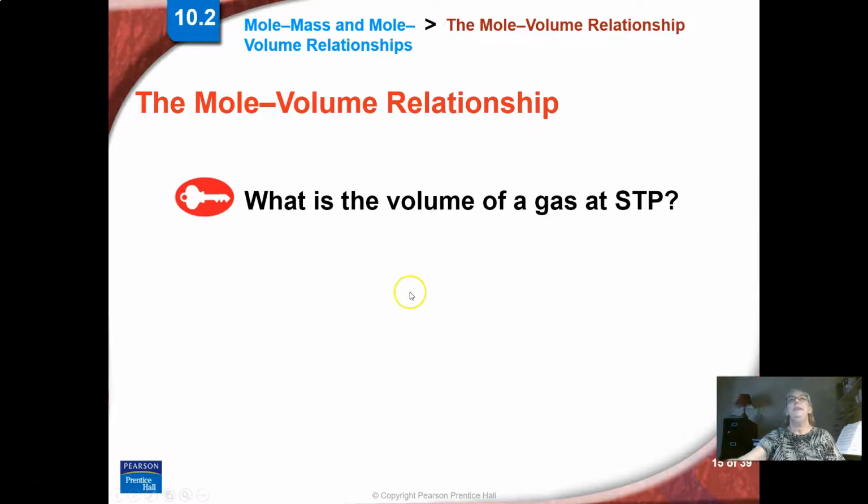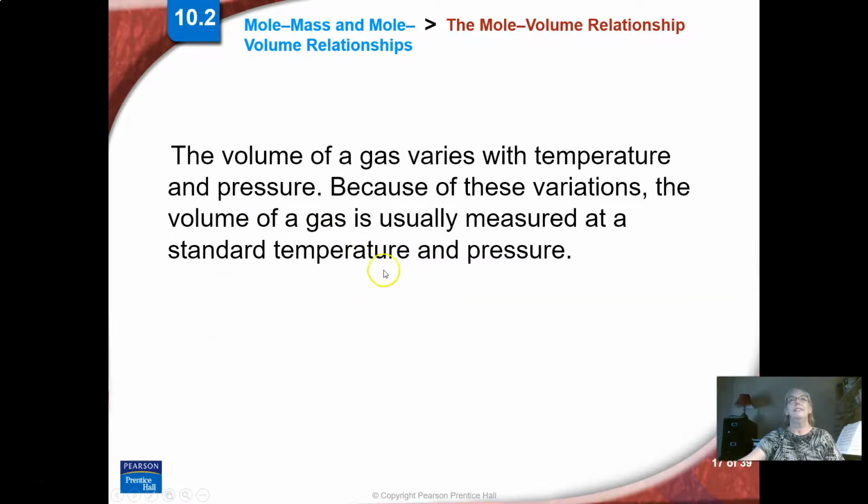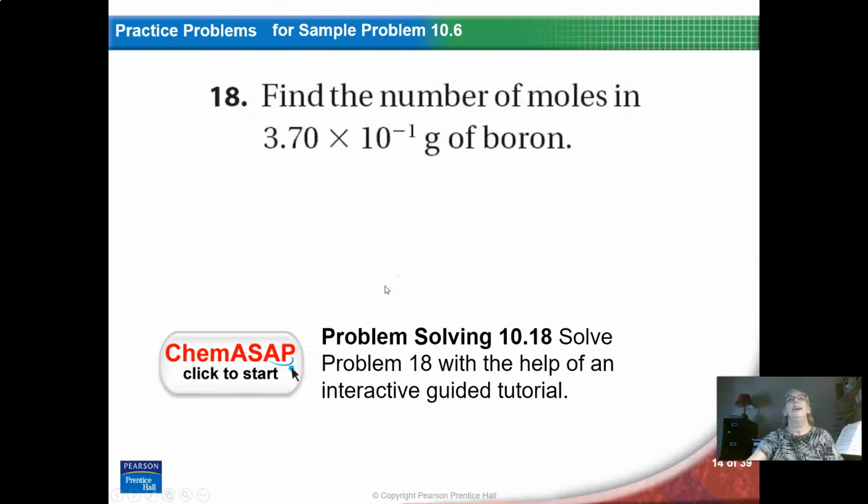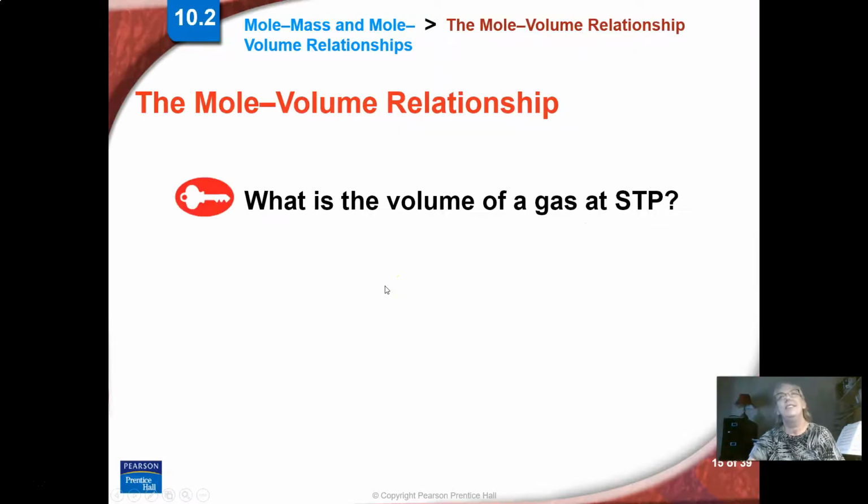So this STP thing is talking about gases. Sorry. This is talking about we're going to use a mole-volume relationship in gases. This thing right here is very important. It stands for standard temperature and pressure. It's just something to know what the numbers are.